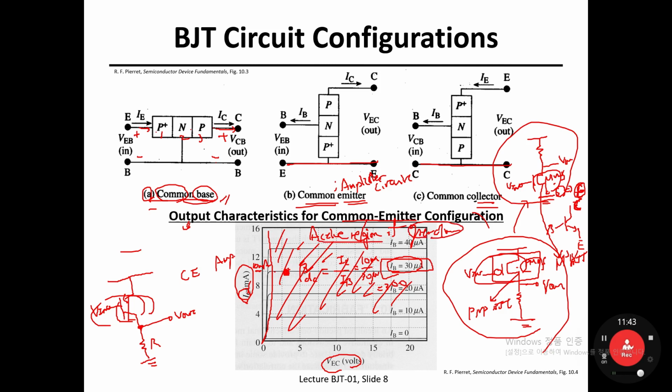Then the emitter-to-base junction is forward biased and the base-to-collector junction is reverse biased. Just for your information, take a look at the curve. As output voltage increases, output current increases. That means it's kind of a resistor.